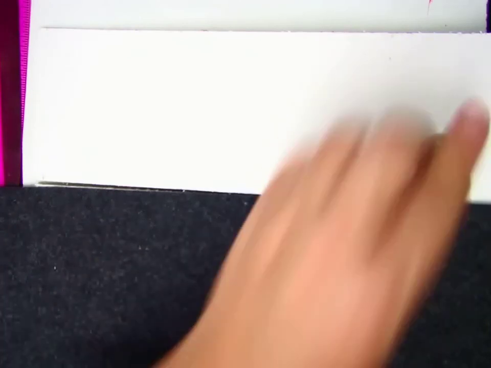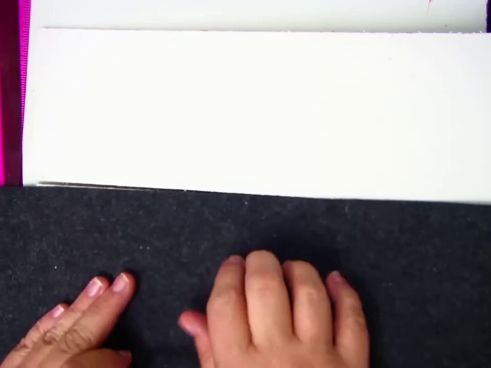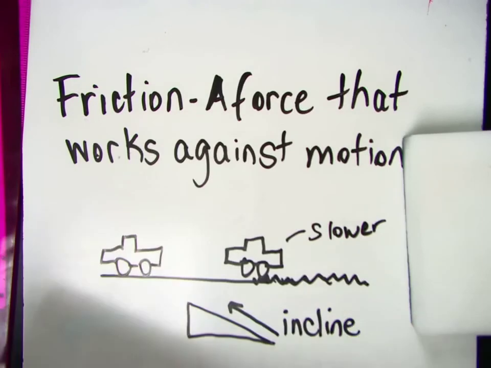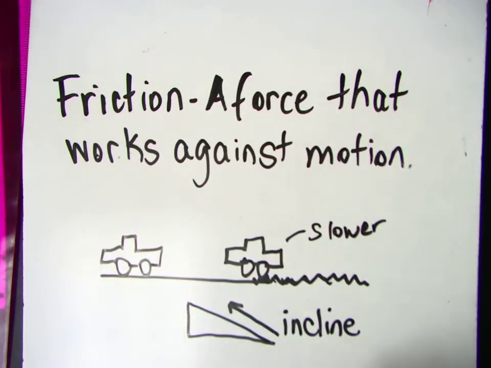Slower, faster. And that's because of friction. Because this incline has a rougher surface than this one, which is much smoother. So friction, don't forget, is a force that works against motion. So things that are smooth will tend to have less friction than things that are rough.